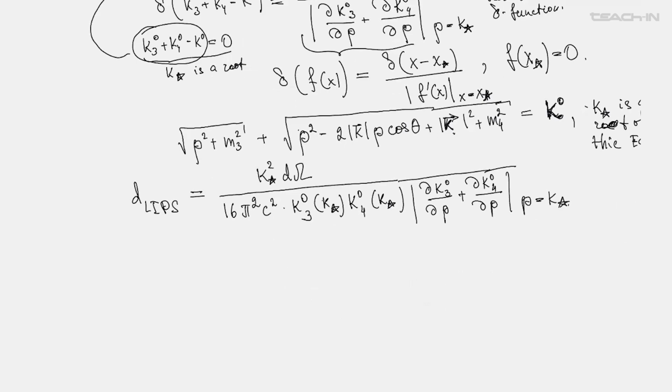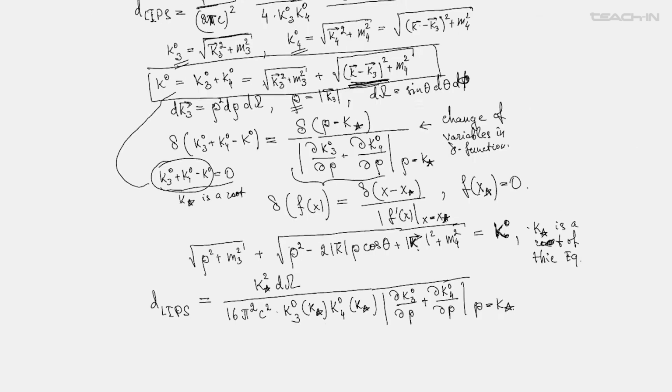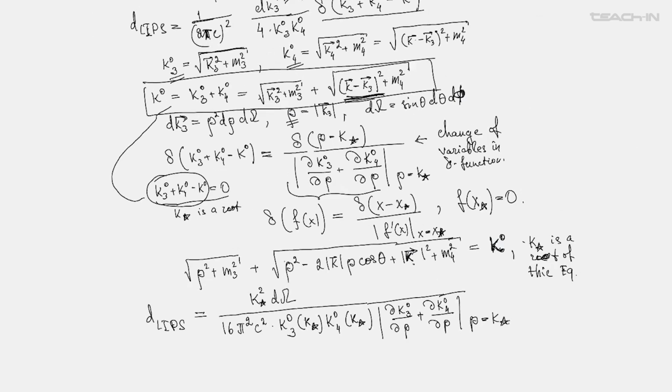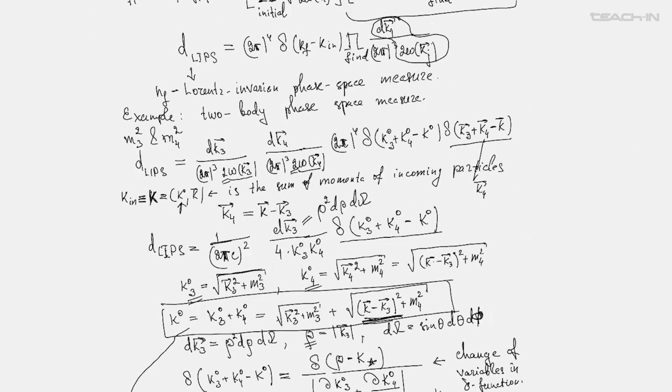Any questions here? Let me pause for a moment. In the beginning, in the ellipse, we have dk3 and dk4, and why did dk4 just disappear? It disappeared because we solved for it by using this delta function. K40 now is given by this quantity here, right?